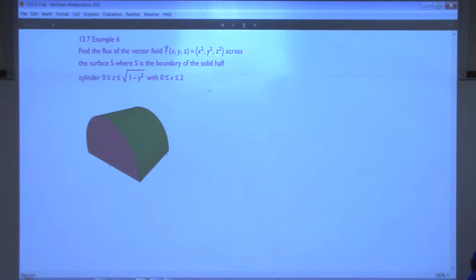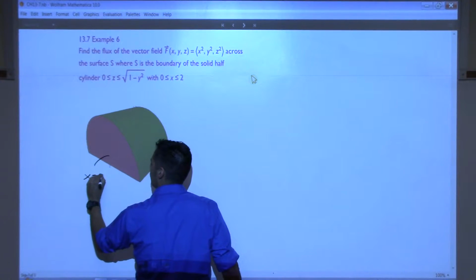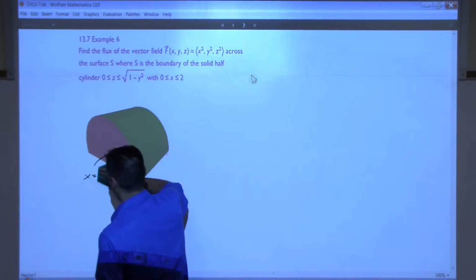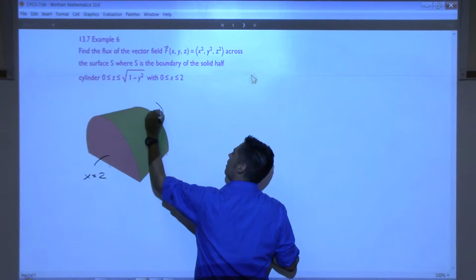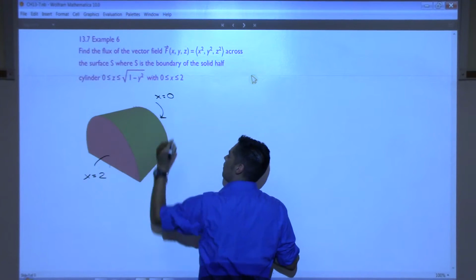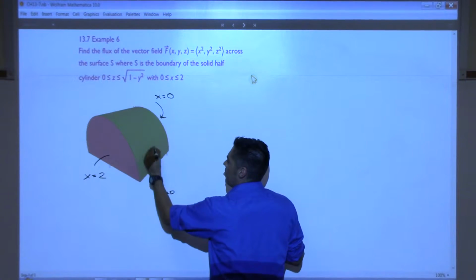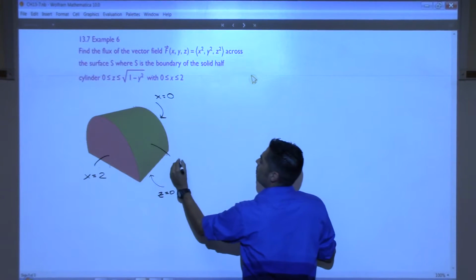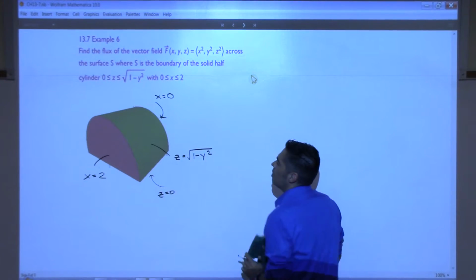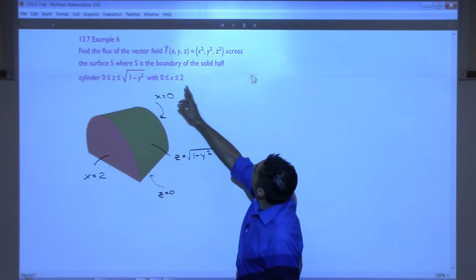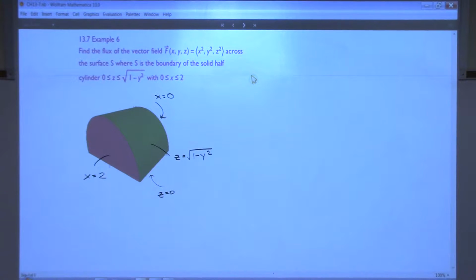And I'll remind you what each of these were. I'll just put them up here. This front surface was x is 2. That's not a 2. That's a 0. x is 2. This back side was x was 0. The bottom of this thing was z was 0. And then this came from z equals square root of 1 minus y squared, where y was between negative 1 and 1. So you can go back and look. We talked about this last time.